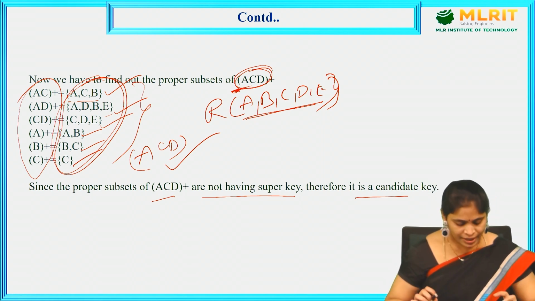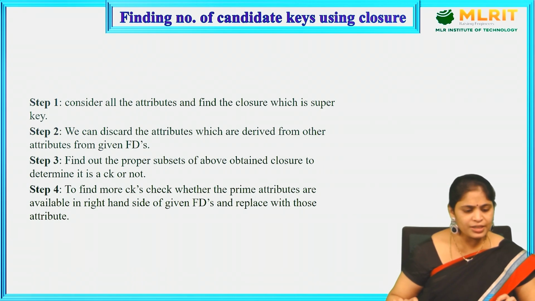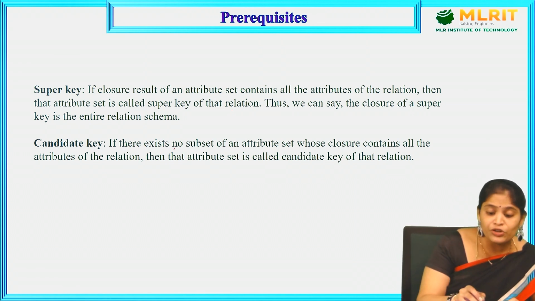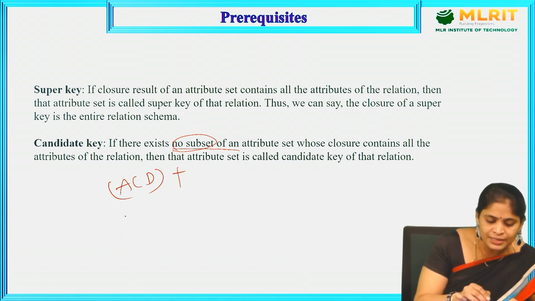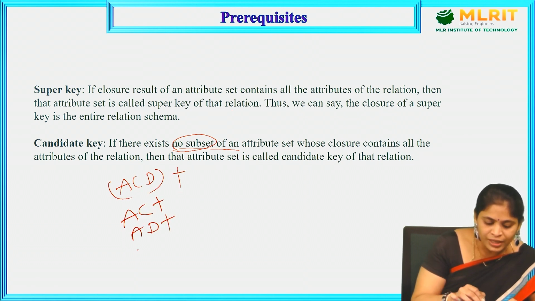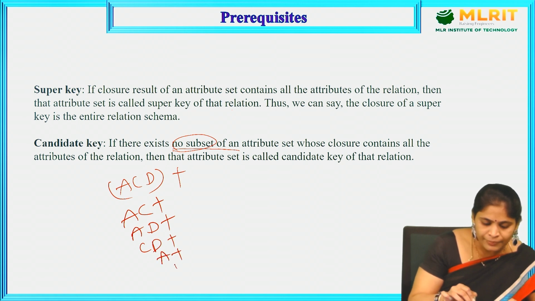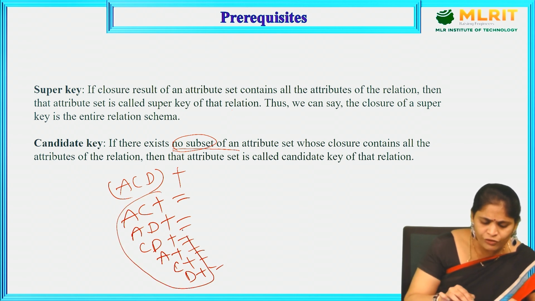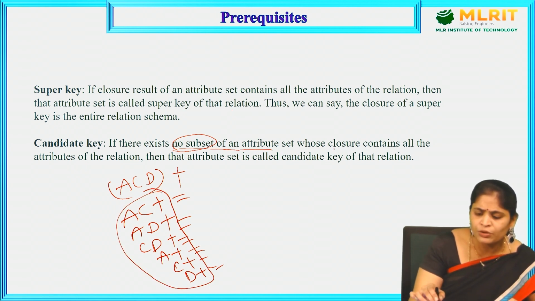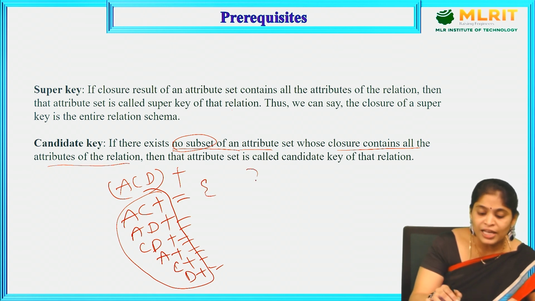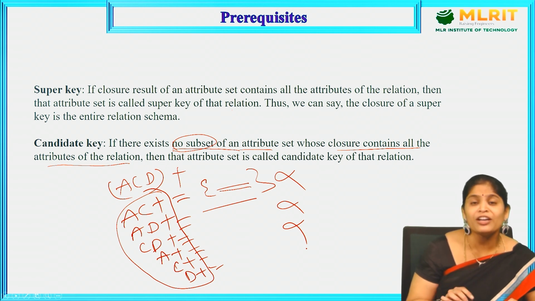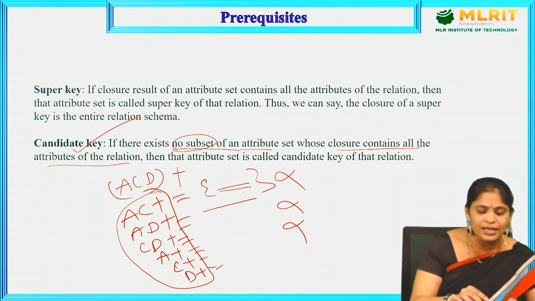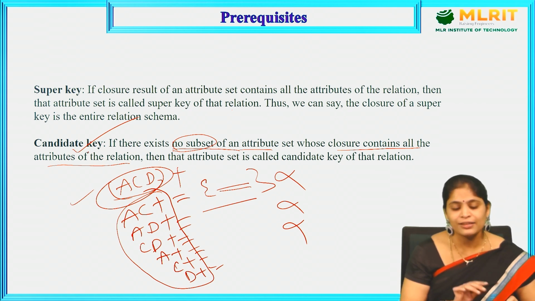You can see now the definition. So, what is the definition here? If there exists no subset, meaning we have found in ACD plus, for AC, AD and CD, A, C, D, these are different subsets, right? So, no subset of an attribute set whose closure contains all the attributes of the relation. In each and every resultant, we don't find all the attributes. Then this can be considered as a candidate key. That is the definition.